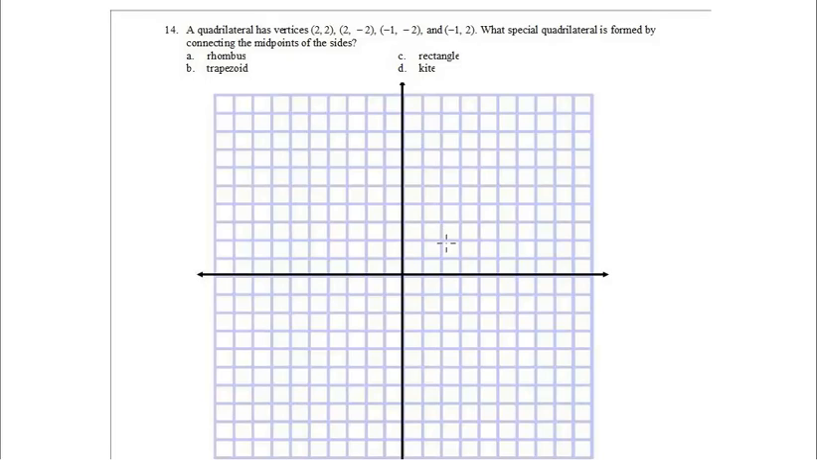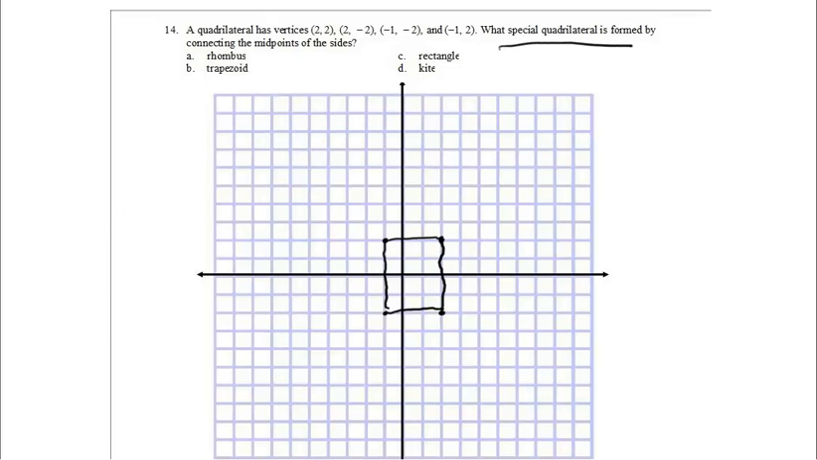So I've got the point 2, 2 right there. Got the point 2, -2 right there. I've got the point -1, -2, which is right here. And I've got the point -1, 2, which is here. I'm going to just draw our quadrilateral first. Then it says what special quadrilateral is formed by connecting the midpoints of the sides.